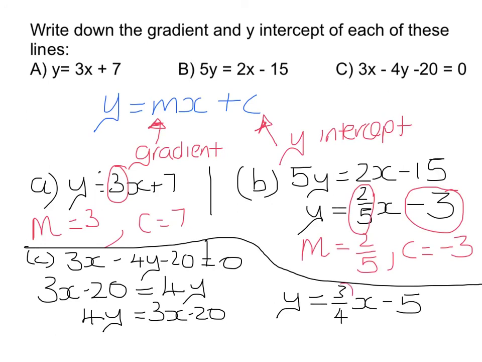Now again I can pick out my gradient and my y-intercept. So m is 3/4 and c is -5.